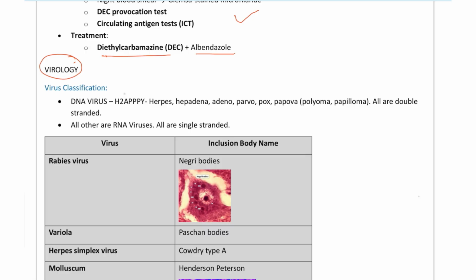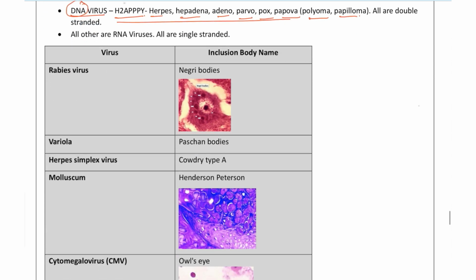Virology, the two things that you have to remember. Most commonly, the DNA viruses are "HAPPY". What is the happy? Herpes, hepadna, adeno, parvo, pox, papova, polyoma and papilloma. These all are going to be the DNA viruses. Remaining all you can remember, if it is not in this, obviously they are the RNA viruses.